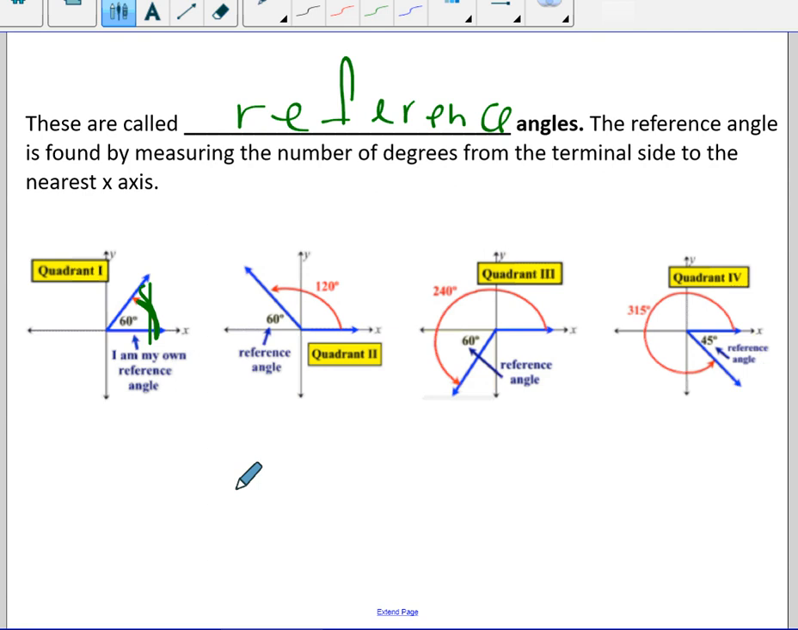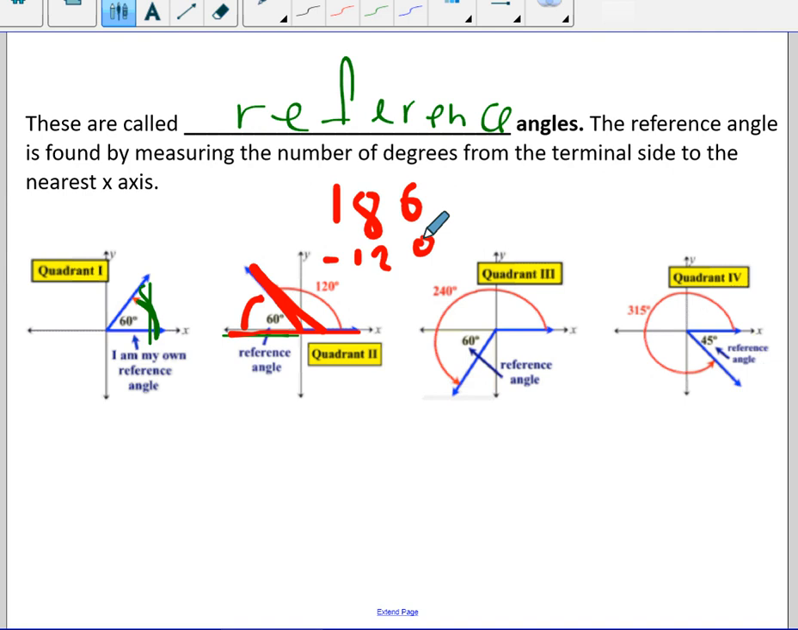But if we look at that second angle we looked at, 120 degrees, it's now closer to the x-axis on the other side. And if we wanted to calculate this, we'd say, okay, the straight line across the x-axis here, that's 180 degrees. 120 of it goes to here. So the remainder here must be 180 minus 120. And we've got a reference angle of 60 degrees.